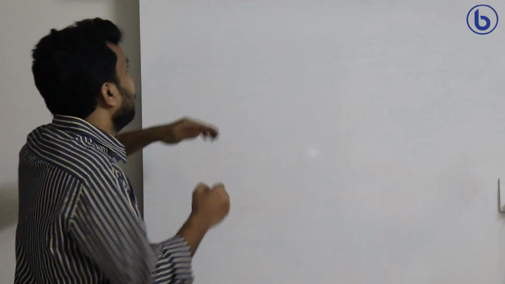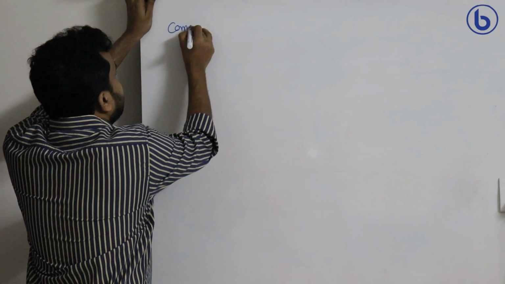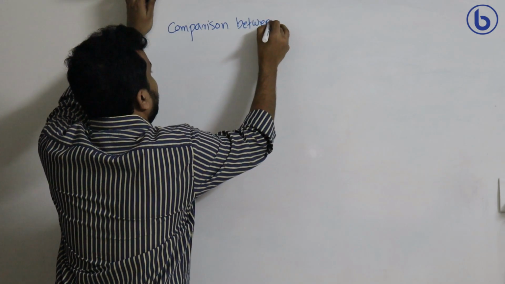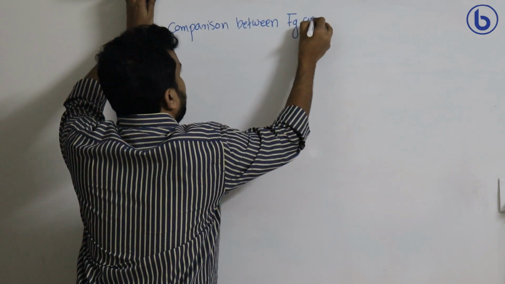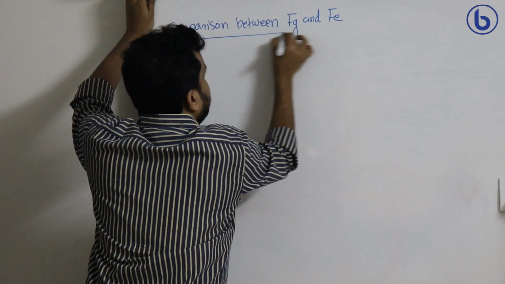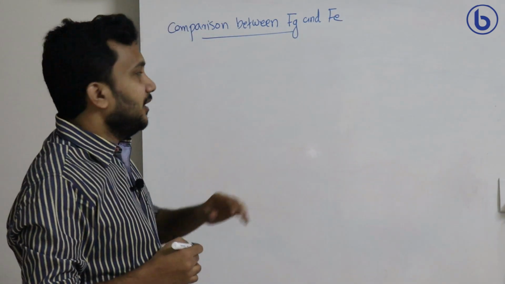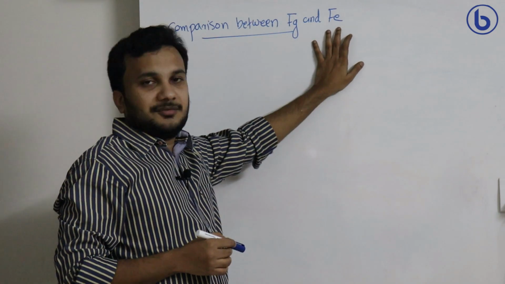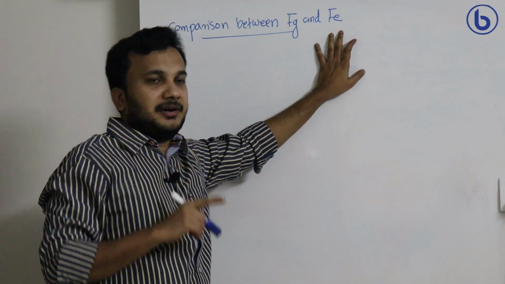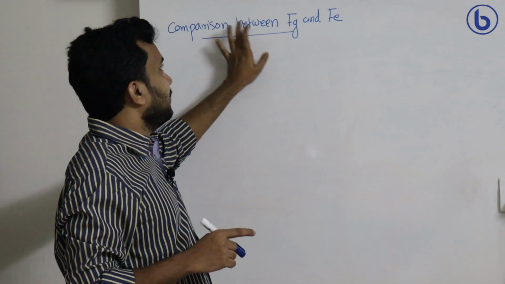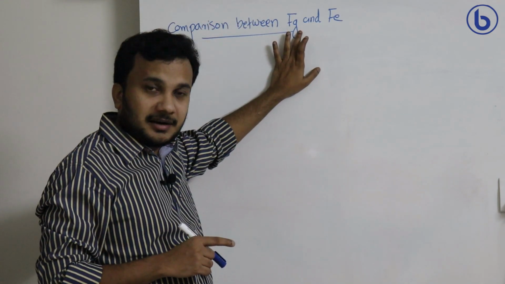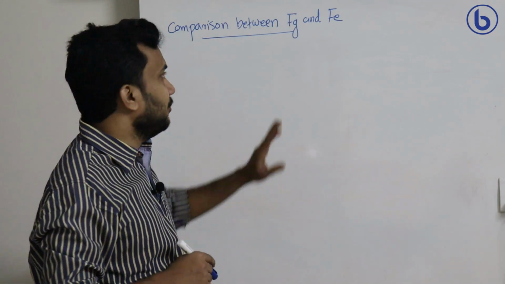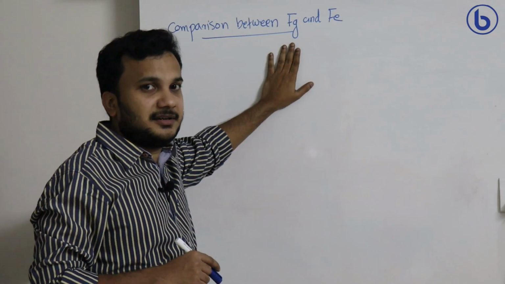On your notebook, write down the heading: comparison between gravitational force and electrical force. Here, to write gravitational force I have used the symbol Fg, and for electrical force I have used Fe. In your notebook, write it explicitly: comparison between gravitational force in brackets Fg and electrical force Fe. This is just a short form, you can use it but within brackets after writing the full sentence.